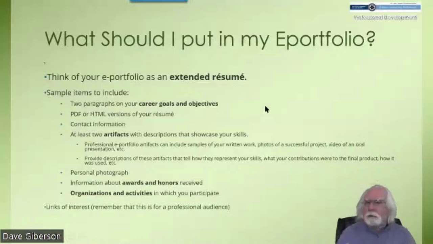A couple of paragraphs on your career goals and objectives, and maybe a little bit more than you put in the top paragraph in your resume, because you've got more room and people have got more time to read it. A version of your resume is a good thing to have in there, maybe as a PDF or an HTML version, so that it'll come up in a web browser without the person having to have Word or something to open it up. Contact information, especially if you want people to contact you, like prospective employers. At least two things that showcase your accomplishments.